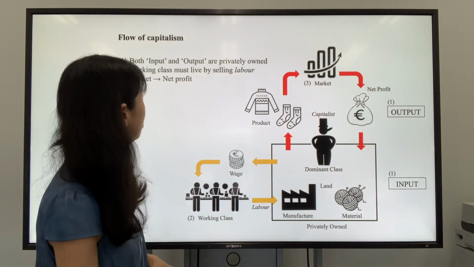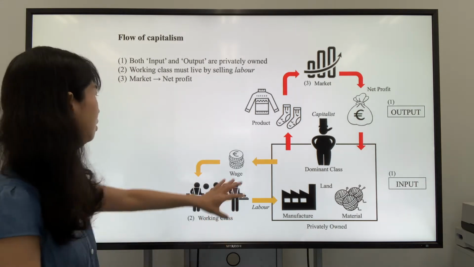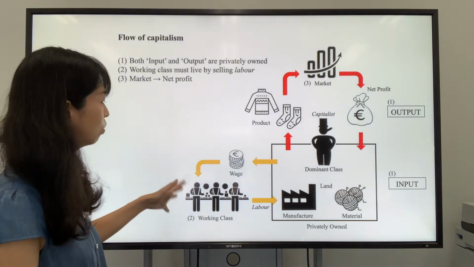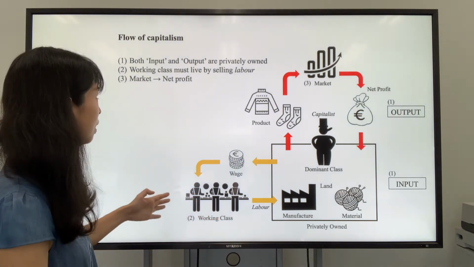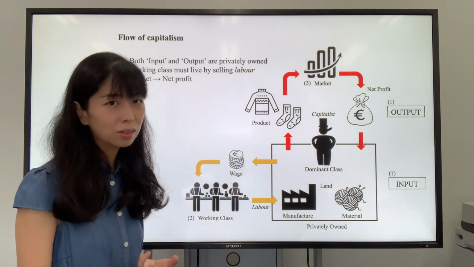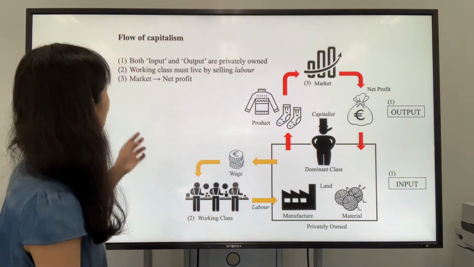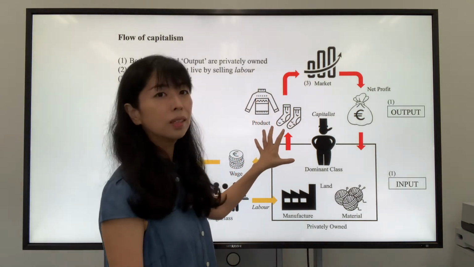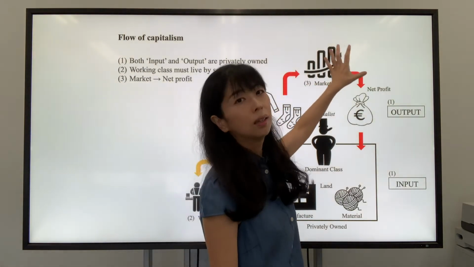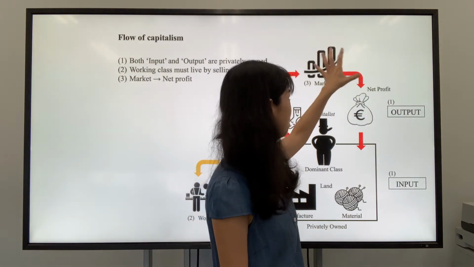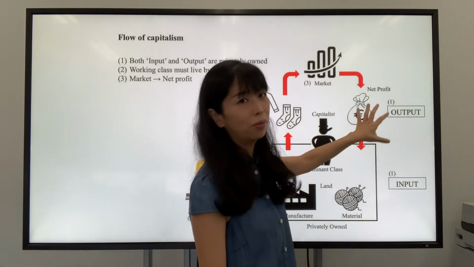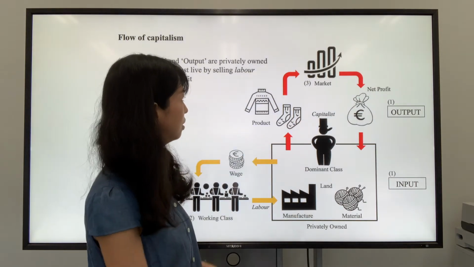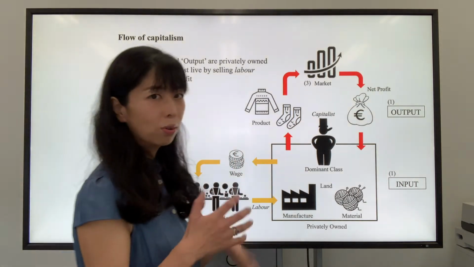The second thing, looking into the working class, here are the workers. As I mentioned in the previous slide, the workers don't own anything, and therefore they will have to be selling their own skills, which is basically the labor. The third part is that once the product is produced, it goes through the market, and you get an increase because of the market, and then you get a net profit, and this goes into the capitalist's money. So this is a simple diagram to show the flow of capitalism.